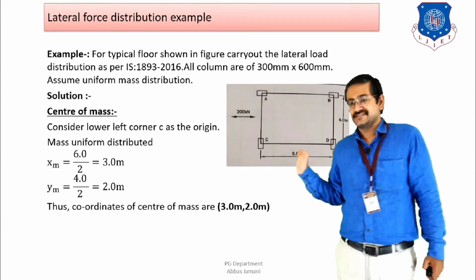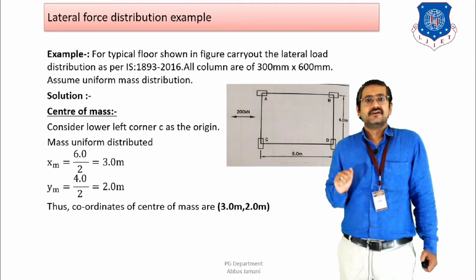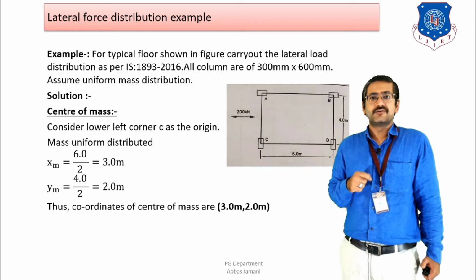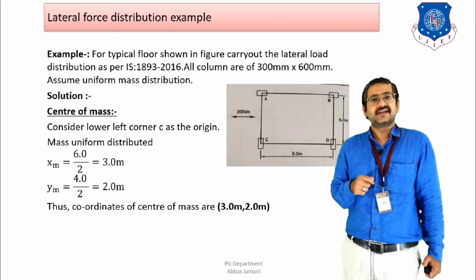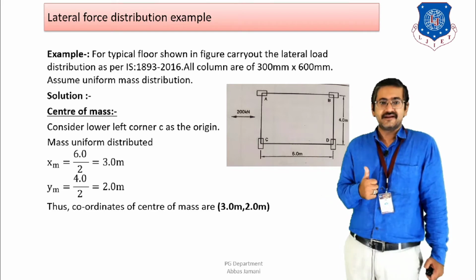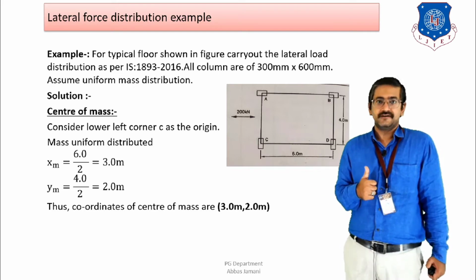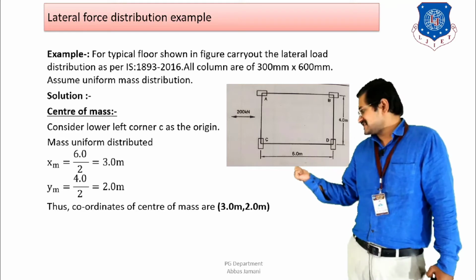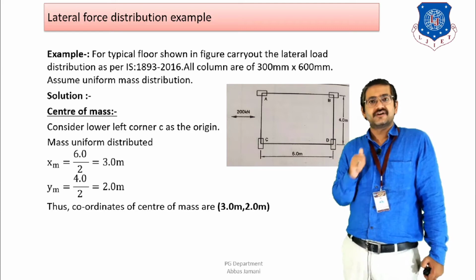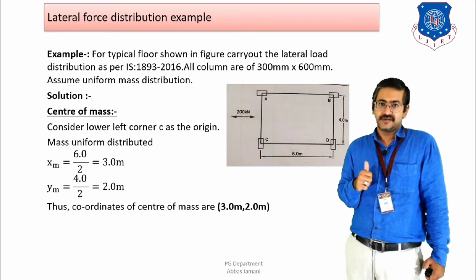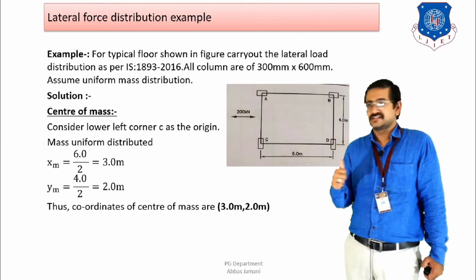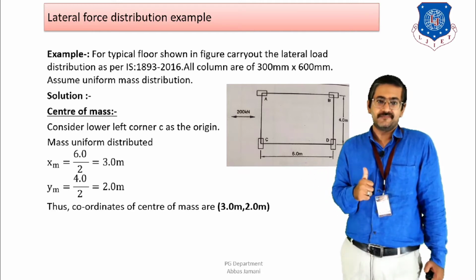As you can see, the figure is giving you the data where it is mentioned that for a typical floor plan shown in the figure, calculate the lateral load distribution as per IS 1893 2016, where the size of the columns is 300 by 600, and assume uniform mass distribution throughout the floor. The dimension in the x direction is 6, and the dimension in the y direction is 4. The lateral force of 200 kilonewton is applied on this floor, and you have to calculate how this lateral force is going to be distributed among the 4 columns shown in the plan.